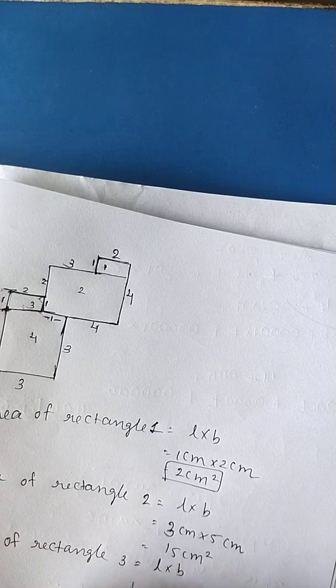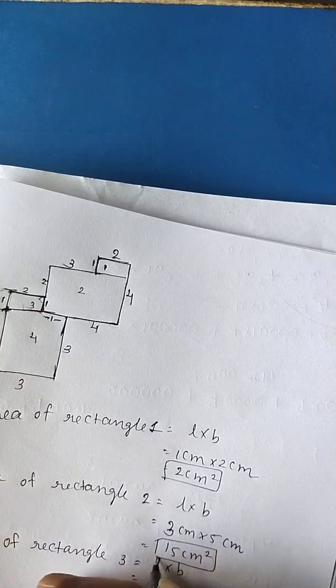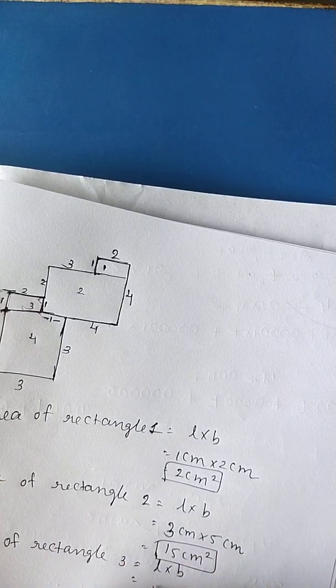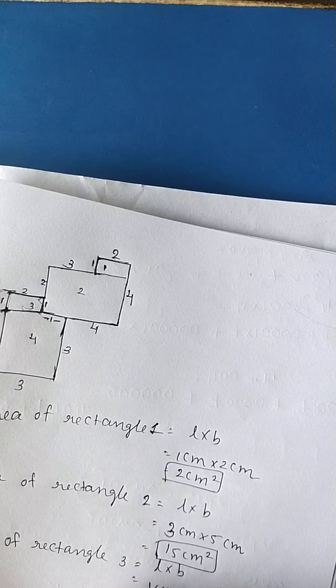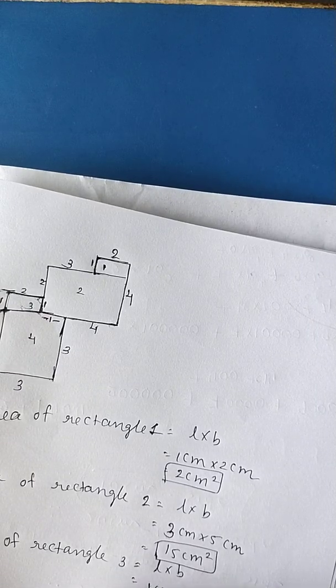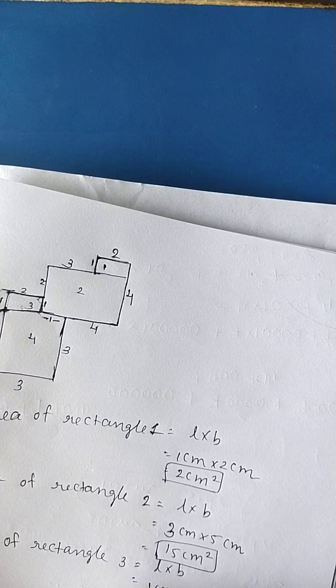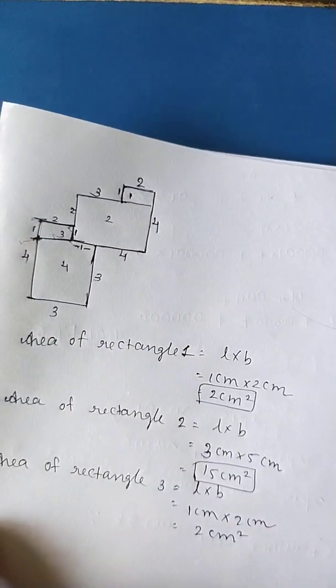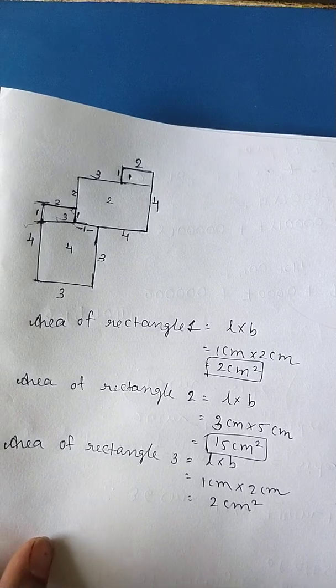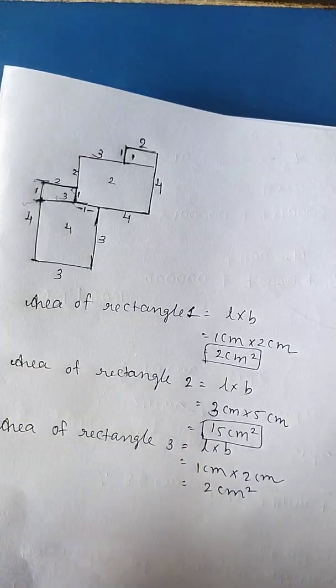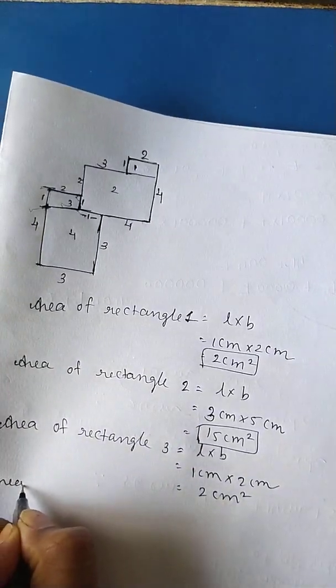L multiplied by B. Okay. So 1 centimeter multiplied by 2 centimeter. 1 2s are 2 centimeter square. Yes. Now area of rectangle 4.